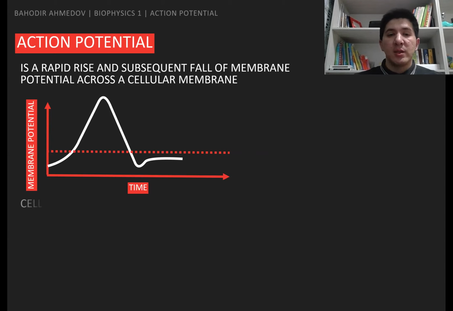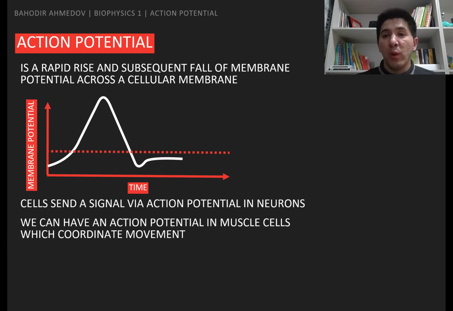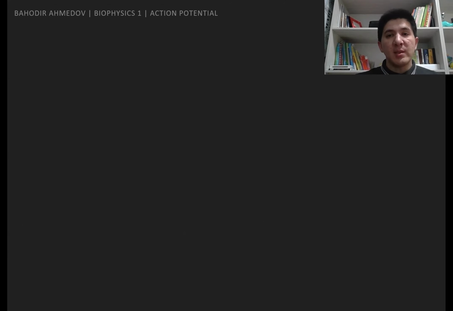At this stage, what we need to know is that action potentials are really important for our cells. Cells send a signal via action potentials in the neurons, and we can have action potentials, for example, in the cells of the muscles, which are responsible for coordinating the movement of our body. We can have action potentials in the muscle cells of our hearts, or in the cells of the endocrine system, which are responsible, for example, for the release of insulin. So action potentials are really important, and we can have them in many types of cells. In this lecture, we're going to concentrate on the action potentials which we can see in neurons.